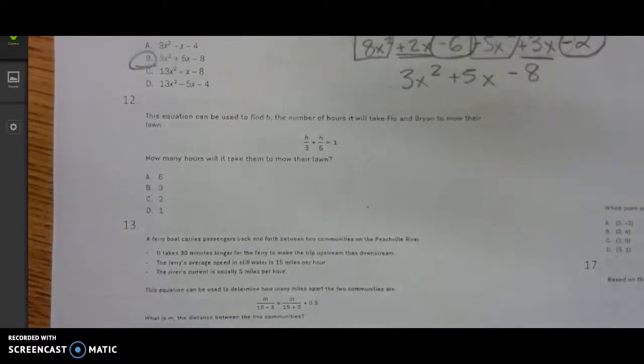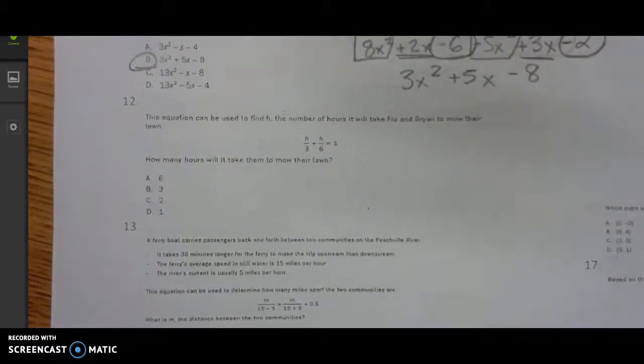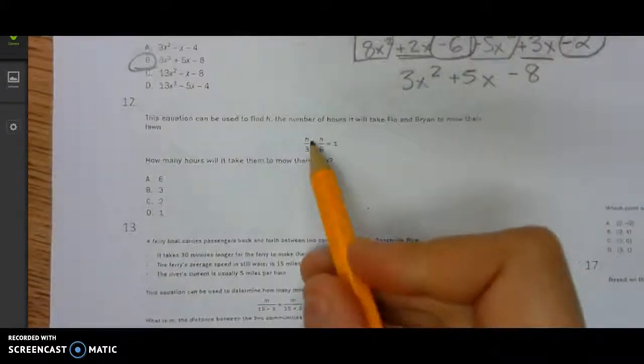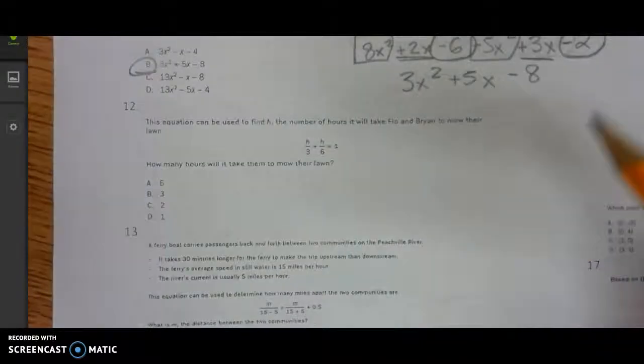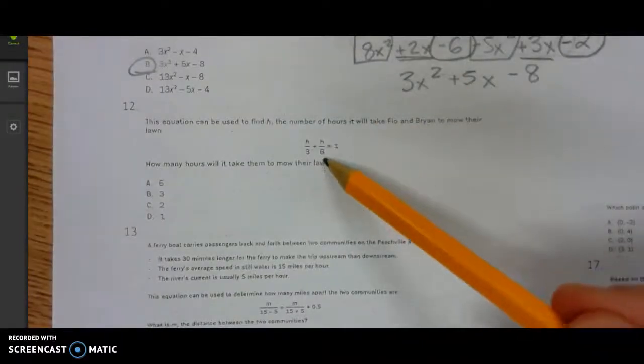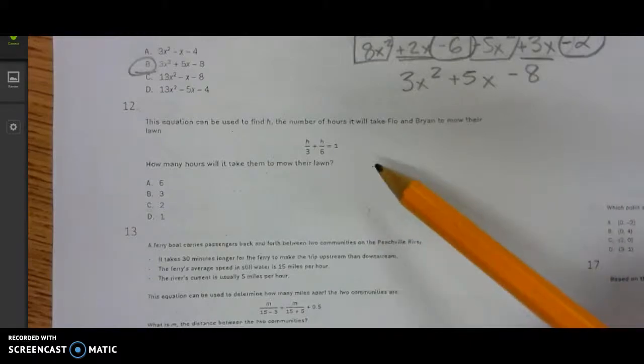Number 12, it says this equation can be used to find H, the number of hours it'll take Flo and Brian to mow their lawn. So if you notice, these are both in a fraction. This is how long it takes one of them, this is how long it takes the other, and then they get the whole lawn done.